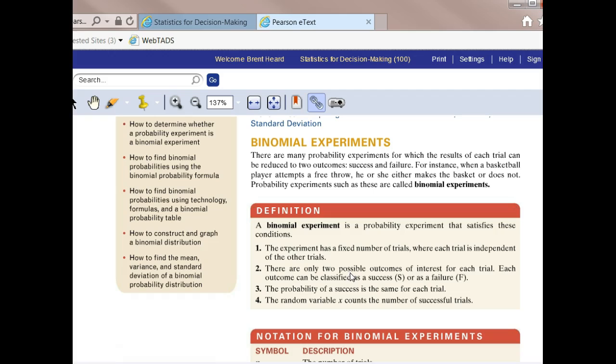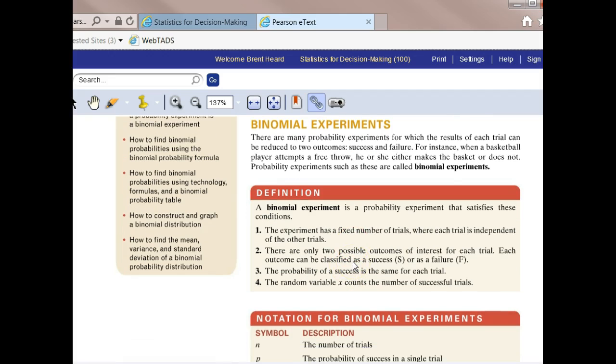The probability of success stays the same. Yeah, I think you could make that argument. A random variable x counts the number of successful trials. Okay, well, I think you can explain that too in terms of that. So you need to explain this definition, how it applies to flipping that coin and why it would or would not be. Of course, you should see that it is a binomial experiment.